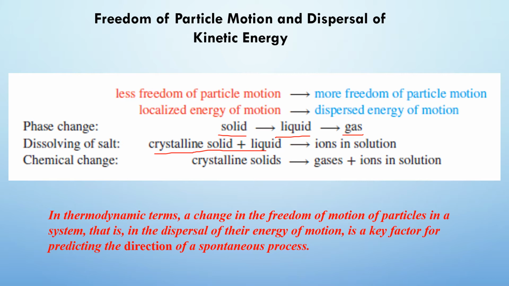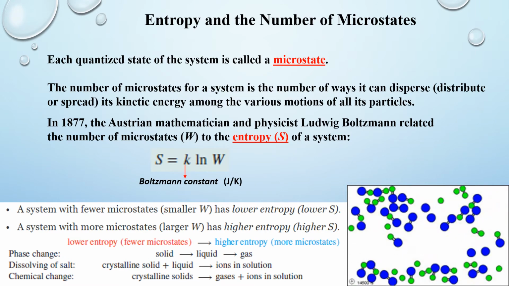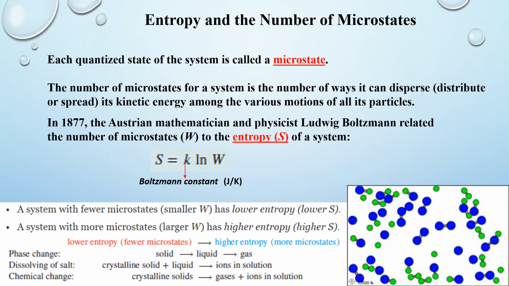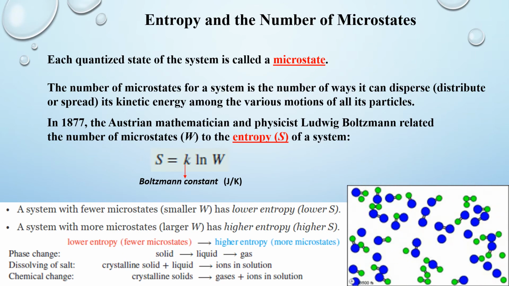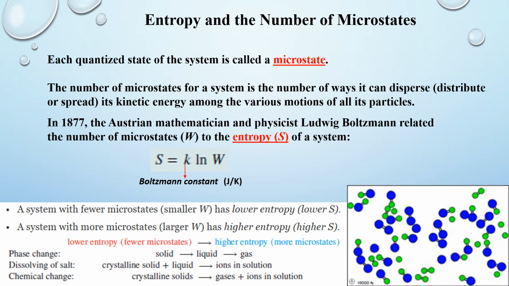So in thermodynamic terms, a change in the freedom of motion of particles in a system, which is also the dispersal of their energy of motion, is a key factor for predicting the direction of a spontaneous process. Since the freedom of motion and the dispersal of kinetic energy is related to the spontaneous change, can we quantify this degree of freedom for a certain system? And the answer is yes.